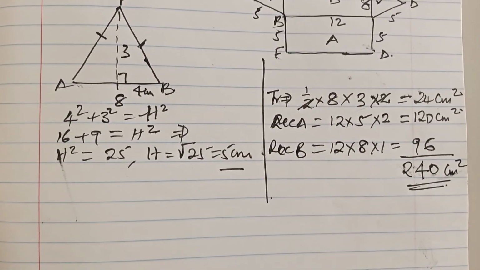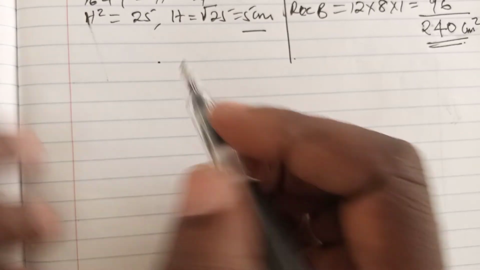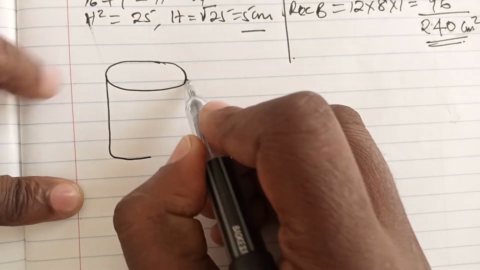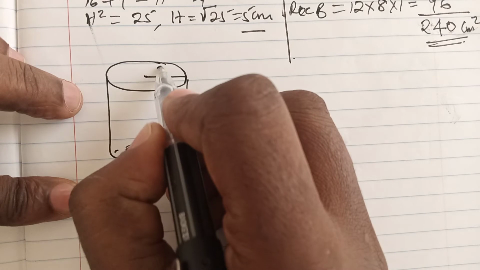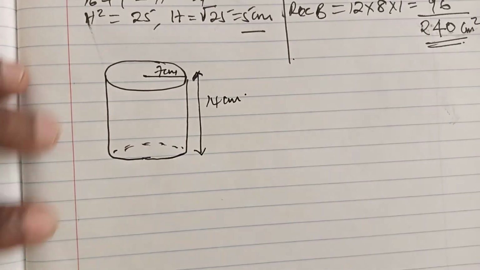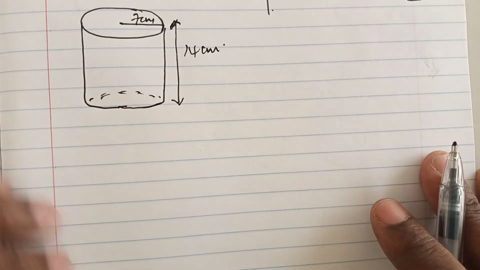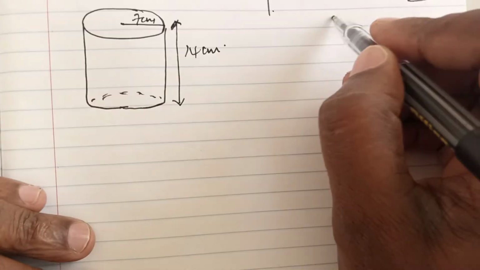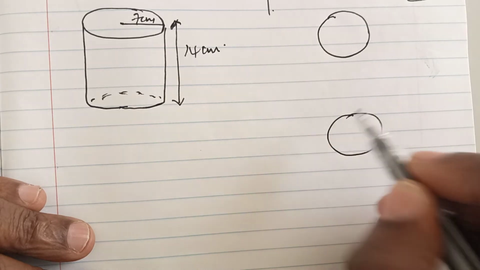In the same video, let us talk about the surface area of a circular prism, something that looks like this. The circular prism with a radius of 7 centimeters and a height of 14 centimeters. Again, the best approach to this is to open it up as a net. And this one is going to be quite interesting because once you open up, you'll have a circle at the top and you'll have a circle at the bottom.